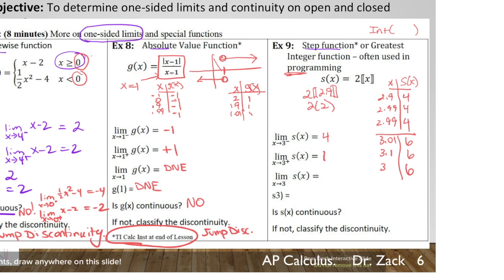Okay, so 3 from the right is 6. So the limit as x approaches 3 does not exist, and s at 3 is 6. Is s of x continuous? No, of course not. Why do you think it's called the step function? The graph using the step function makes steps. So I'll also show you how to do that one on your calculator. So classify this continuity. This is a jump discontinuity again.